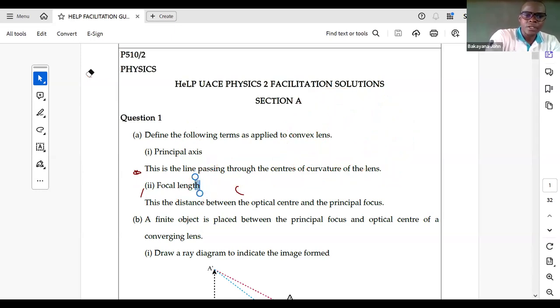Okay. So focal length, just like we've said, is the distance between the optical center and the principal focus. I remind us that in case you want to say anything, feel free. In case there is a number that you tried out, please feel free to share. Is that okay?